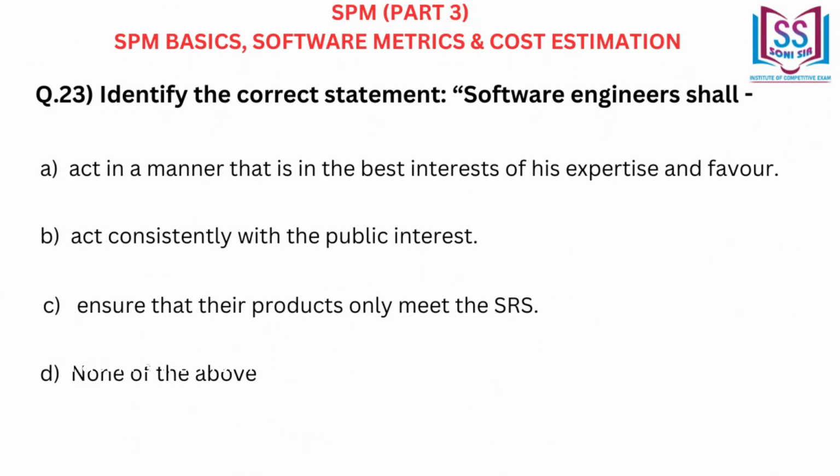Identify the correct statement. Software engineers shall: A. Act in a manner that is in the best interests of their expertise and favor. B. Act consistently with the public interest. C. Ensure that their products only meet the SRS. D. None of the above. Correct answer B. Act consistently with the public interest.